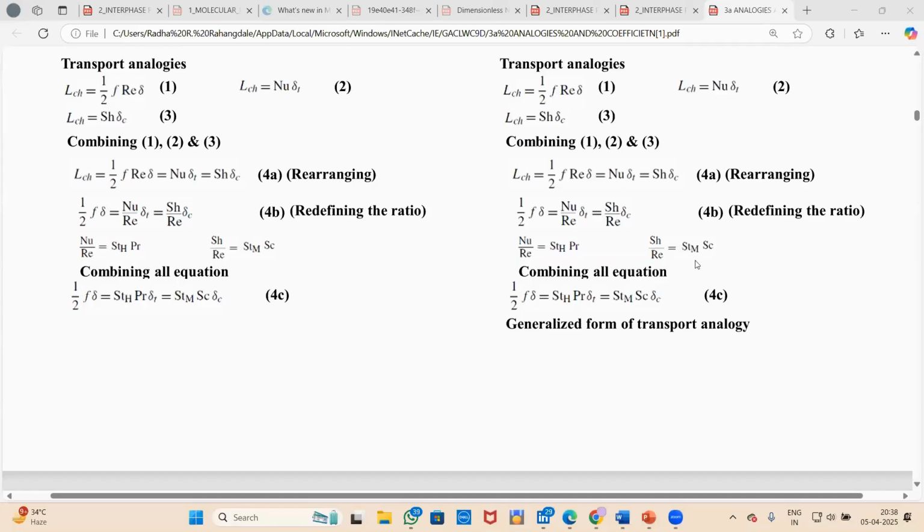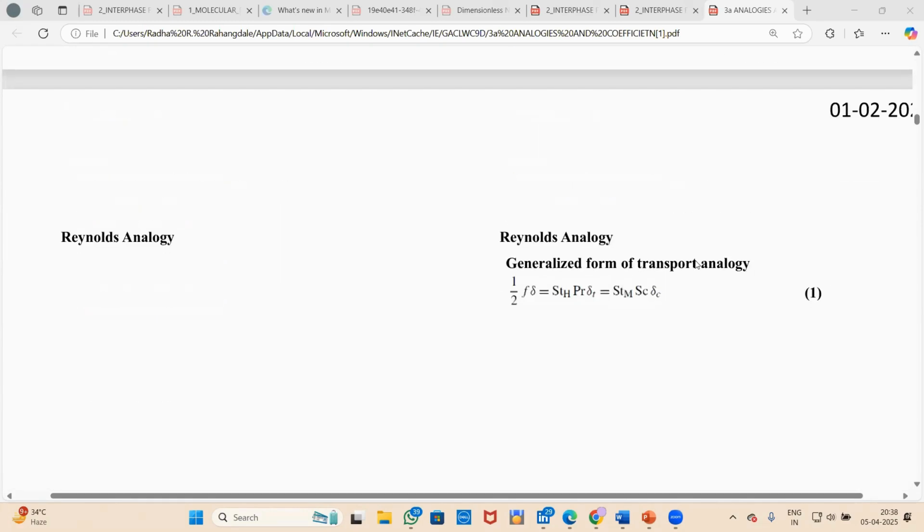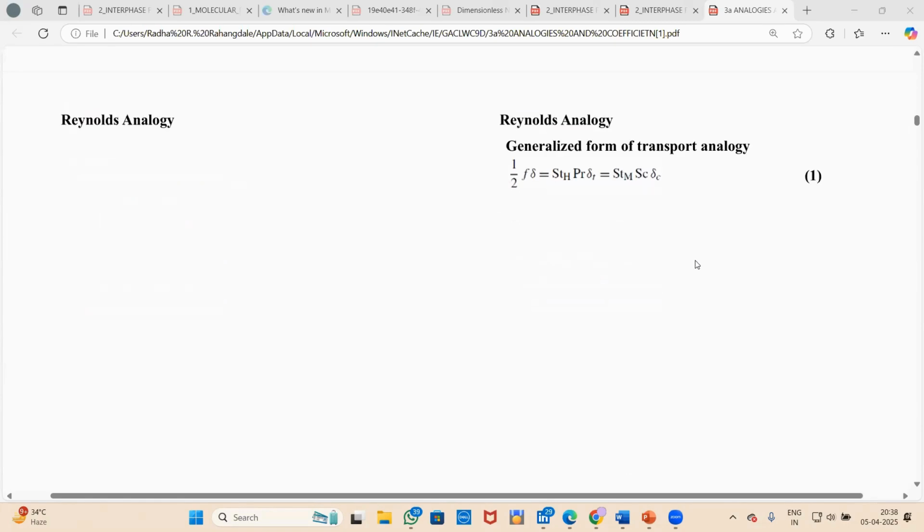So we can again generalize our equation from before, that is, f/2 δ = St_H Pr δ_T = St_M Sc δ_C. Hence, this is our generalized form. That is, f/2 δ = St_H Pr δ_T = St_M δ_C Schmidt number.